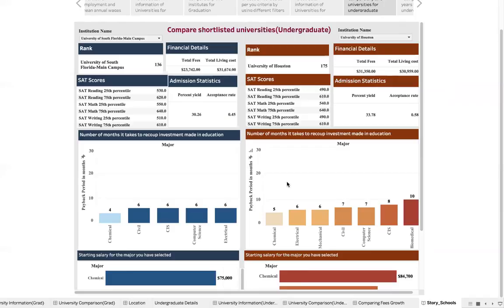So if Bob wants to decide between the two, then maybe I would suggest he go with University of Houston because of the location factor. Though the fees are higher, it's just a difference of $4,000. But the location quotient will actually give better opportunities in chemical engineering in Texas as compared to the opportunities in Florida.